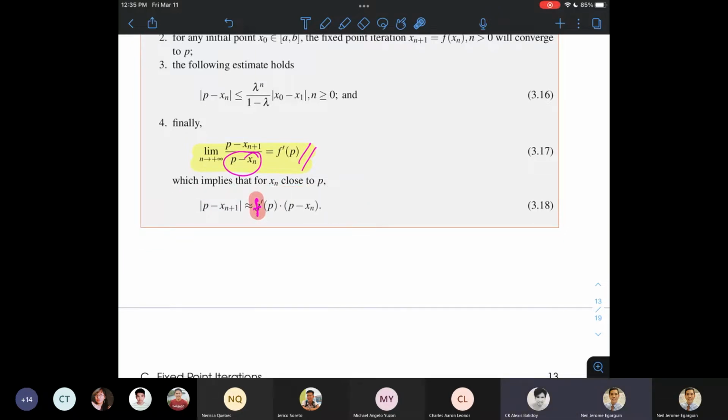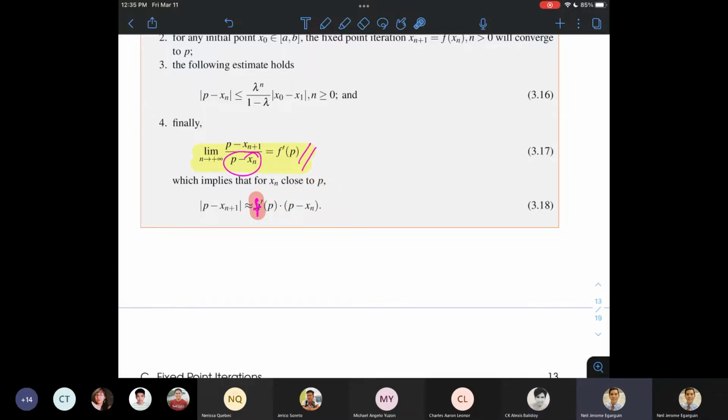Now, of course, theorem equation 18 might not be very helpful in practice. Bakit? Kasi hindi nga natin alam si P, right? So hindi natin ma-compute si F prime of P. Kahit alam natin approximately equal siya doon sa F prime of P times the previous error.